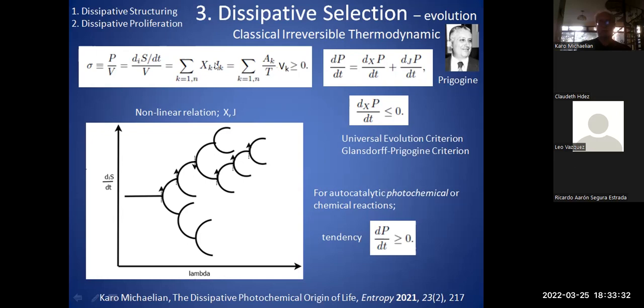If they increase, then we're going to get an increase in the production of entropy because it goes as the flows times the force. If they decrease, then we'll get a decrease. So in fact, the rate of the production of entropy can go either up or down. It depends on the system. But if we have an autocatalytic system, for example, autocatalytic chemical reactions or photochemical reactions, then the tendency is for this to increase, and it increases over this decrease. So we get a general tendency of this to increase. The rate of the production of entropy increases.